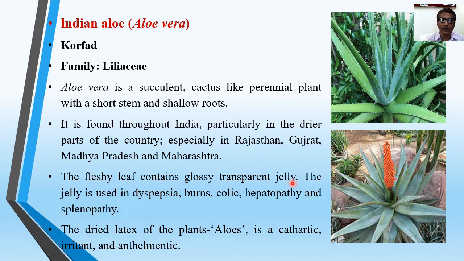Aloe vera is a succulent and cactus-like perennial plant with a short stem and shallow roots. It is found throughout India, particularly in the drier parts of the country, especially in Rajasthan, Gujarat, Madhya Pradesh and Maharashtra. The fleshy leaf contains glossy transparent jelly. The jelly is used in dyspepsia, burns, colic, hepatopathy and splenopathy. The dried latex of the plants, commonly known as aloes, is a cathartic, irritant and anthelmintic.